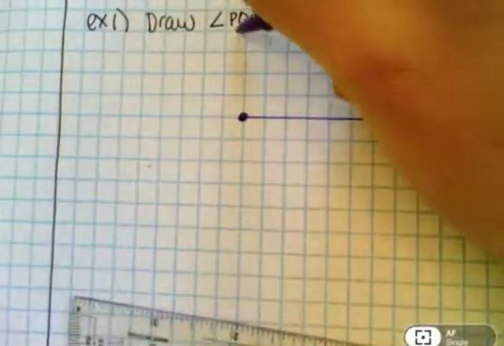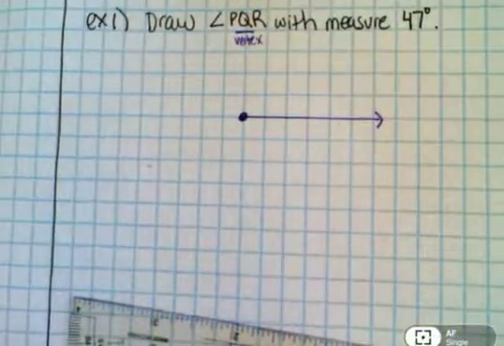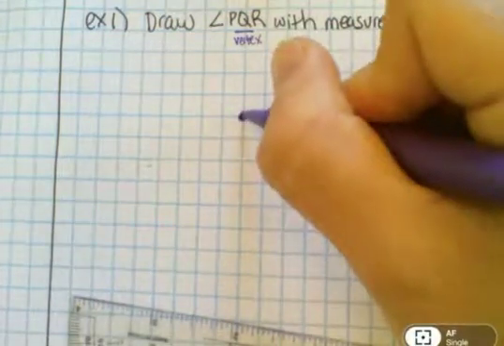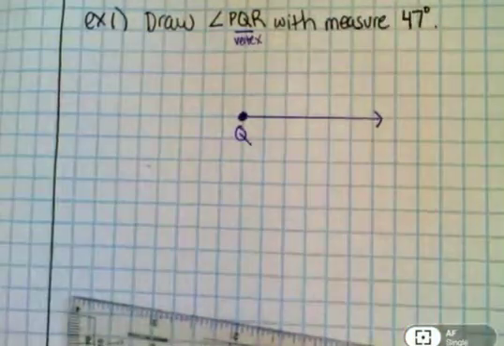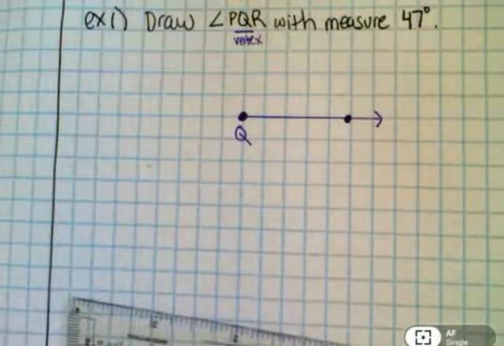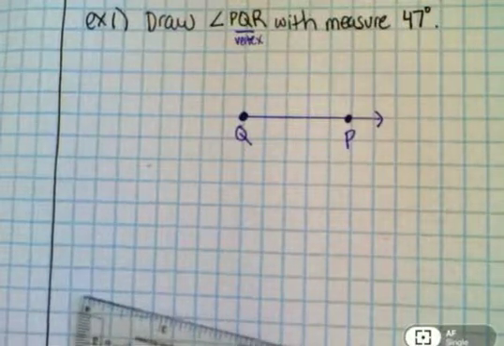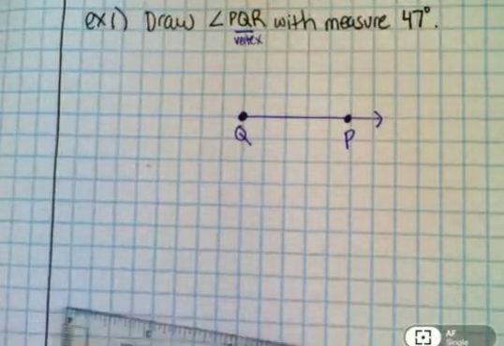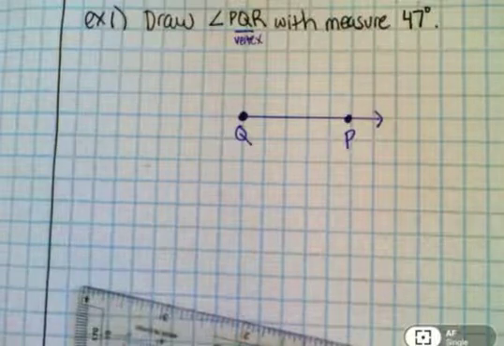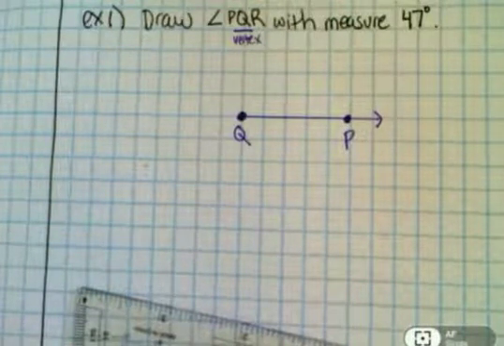So I hope you remember that the middle letter is always the vertex. And so Q is our vertex, which means it's the common endpoint. So that has to be a Q. Now we need to put a point on this ray, but it doesn't matter if it's P or R. So I'll use a P. And now we have to draw our second ray. I have to draw it in a specific spot because I need to make sure that it creates a 47-degree angle.